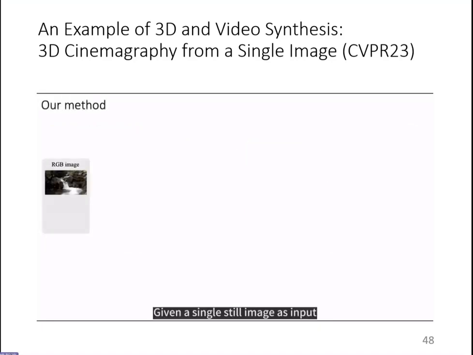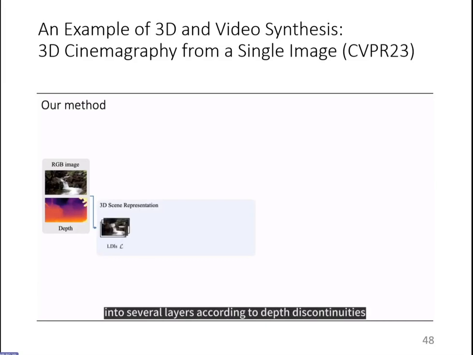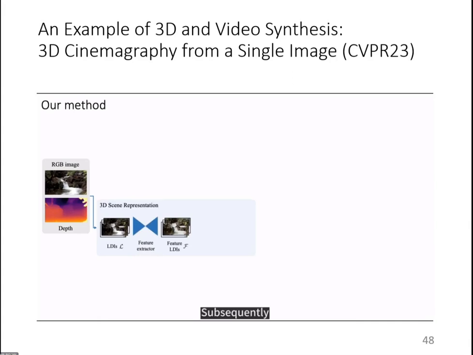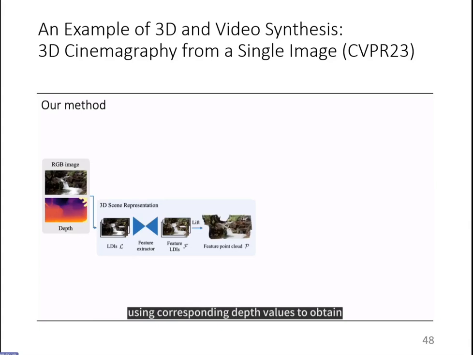Given a single still image as input, we first predict a dense depth map. To represent the scene in 3D space, we separate the input image into several layers according to depth discontinuities and apply context-aware inpainting. We then use a 2D feature extractor to encode 2D feature maps for each inpainted LDI color layer. Subsequently, we lift feature LDIs into 3D space using corresponding depth values to obtain a feature point cloud.